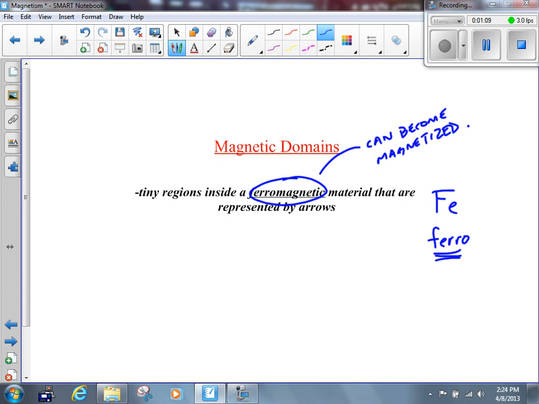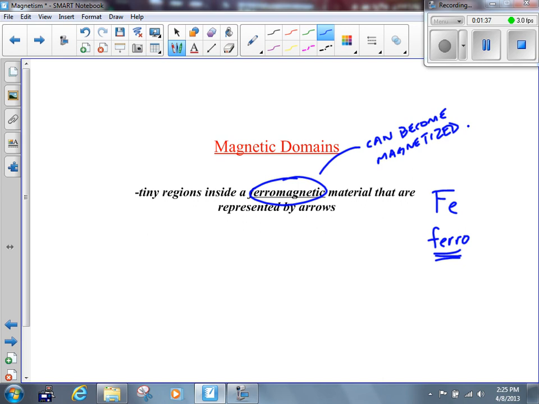What do you think the most common example of a ferromagnetic material is? Give me an example of a ferromagnetic material. This is an easy question after what I've just said. Iron. It comes from the Latin word for iron. A ferromagnetic material is a material that can become magnetized. Iron is probably the most common example of a material that can become magnetized.